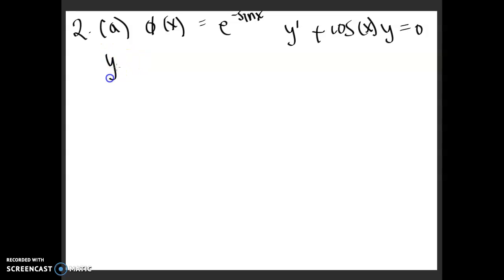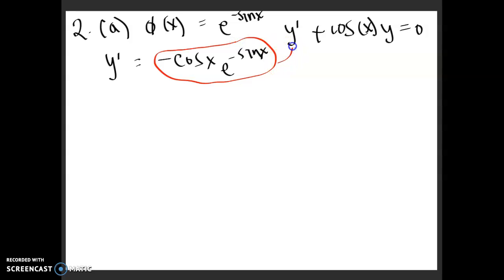So y prime is going to be negative cosine of x e to the power of negative sine of x. Simple chain rule. All right, so we have that, and what we can do now is substitute this in here. And then for this y, we can substitute our given y right here. Okay, so after we do that, I'm going to call this our left-hand side.